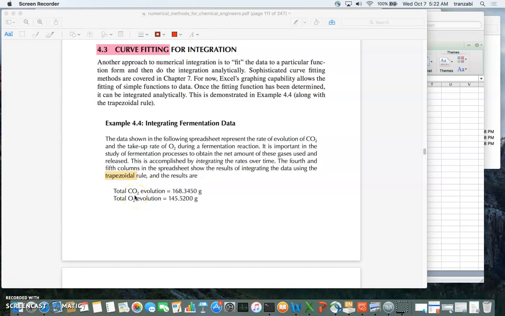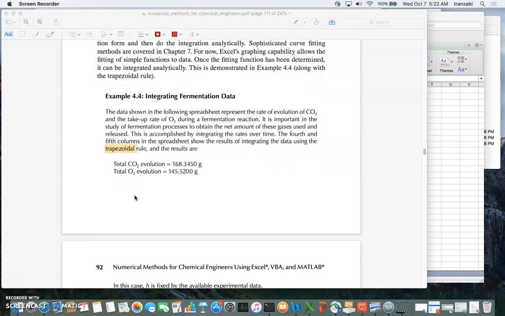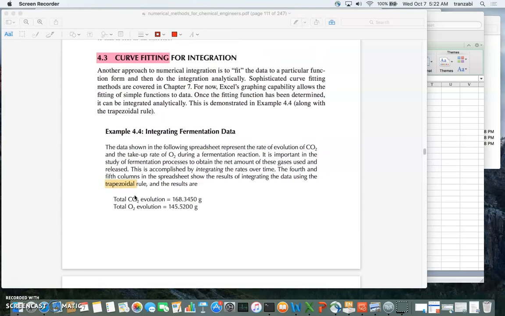Alright, in this video I'll be talking about how we can use an Excel sheet to do curve fitting using some data points. That is section 4.3 on page 91. Okay, so I think the best way to do this is to begin with an example. That is going to be example 4.4 of the textbook.